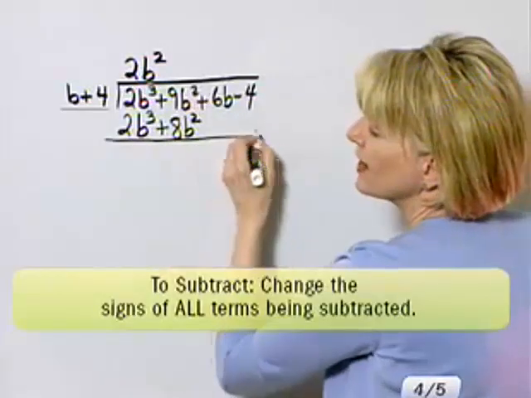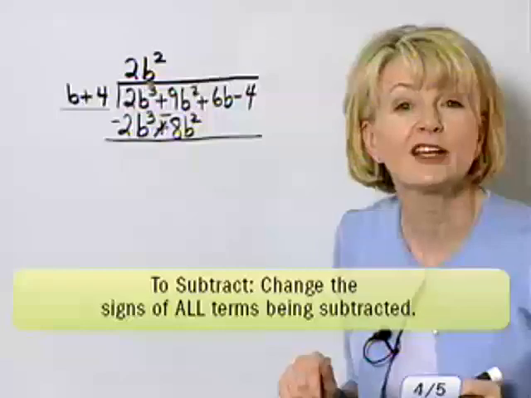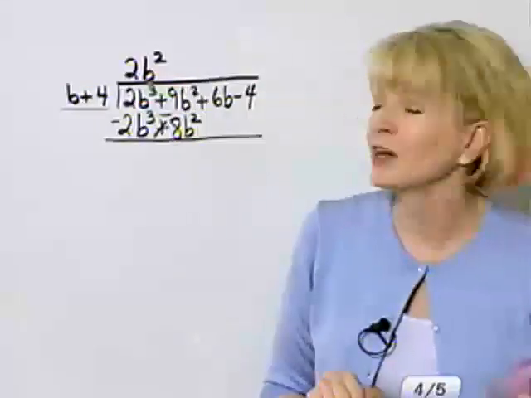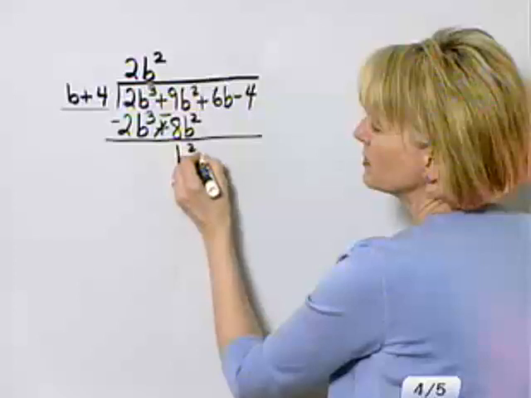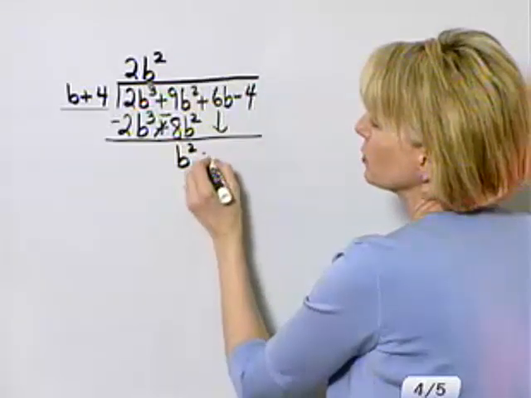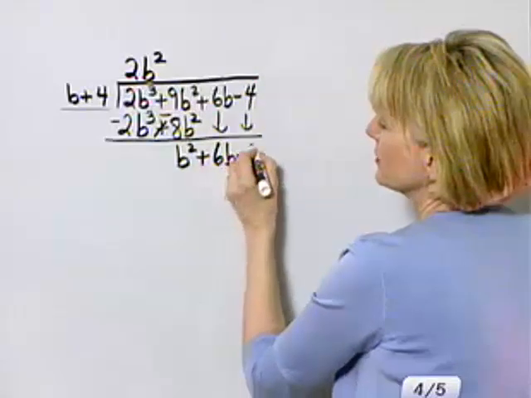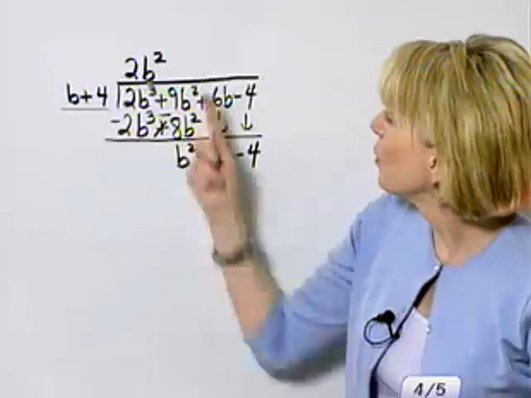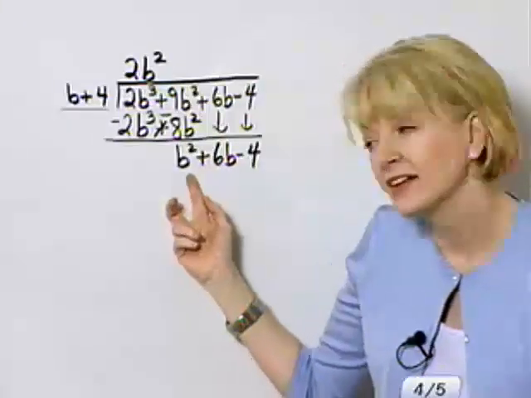I'll draw my line, then I'll change the signs here because I'm subtracting. Here I have 0. 9b squared minus 8b squared is 1b squared, or simply b squared. And then I'm going to bring the rest down so that I don't lose any of my terms. And let's do this process again. What times b gives b squared? That's b.